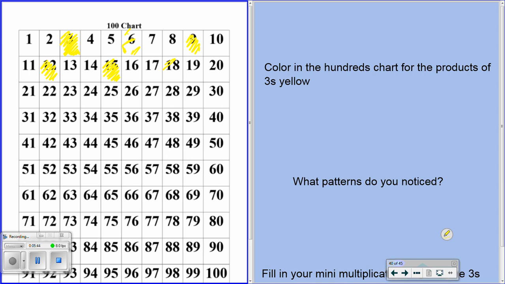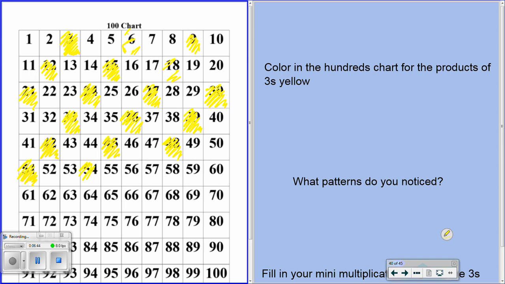Next? 21. Start at 18 and count 3 on. 21. What's next? 24. What's next? 27. What's next? 30. What's next? 33. What's next? 36. What's next? 39. Ooh, we're getting not so sure. 39, 40, 41, 42. Count on. 43, 44, 45. 46, 47, 48. 49, 50, 51.